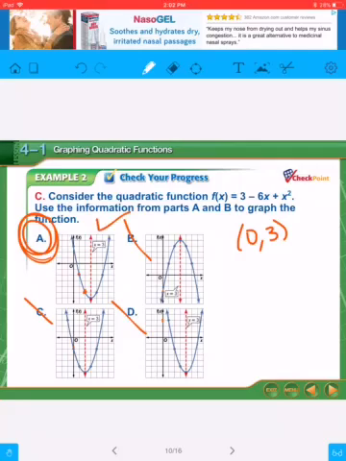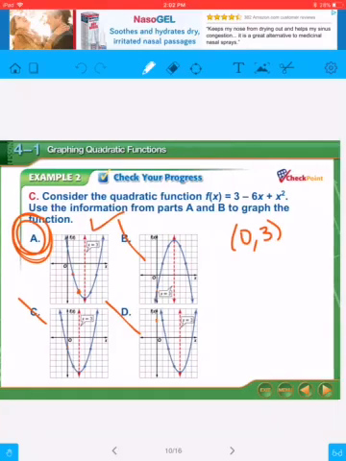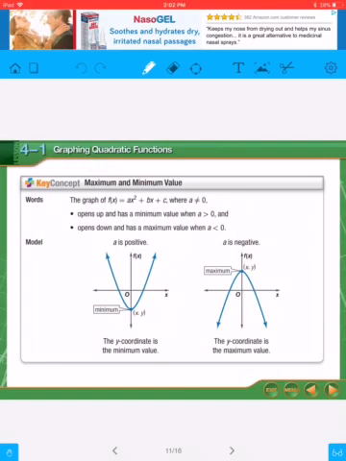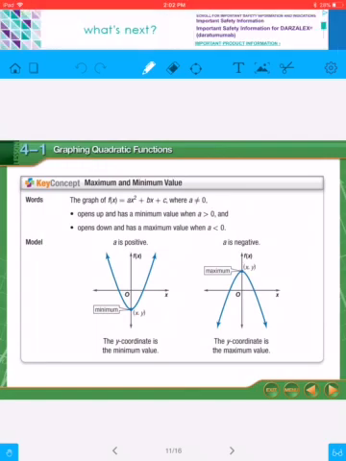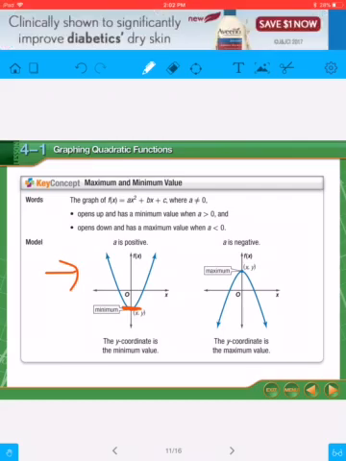Other points with this graph, and it's correct. Okay, talking about the minimum and maximum values, and I mentioned this just a second ago. Your graph either opens upward, which means your lead coefficient is a positive number. And when it opens upwards, that means that your y value is your minimum value. It doesn't get any lower than that. So that's your minimum value, is that y coordinate.